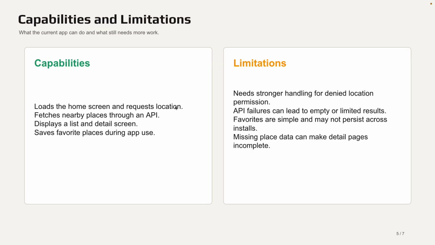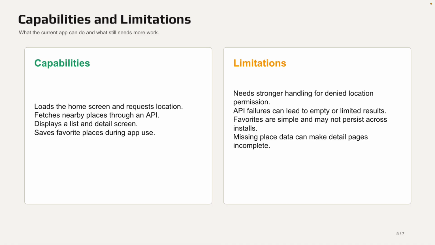So here are the capabilities and limitations. It has several. We already went over all the capabilities. You open the app, it requests the location. It'll load the nearby places using the API. Then it decodes that JSON and displays that in a friendly UI. You can then go through that UI, save one of those to your favorites, and later on display those favorites in a separate list. So these features create our basic user experience.